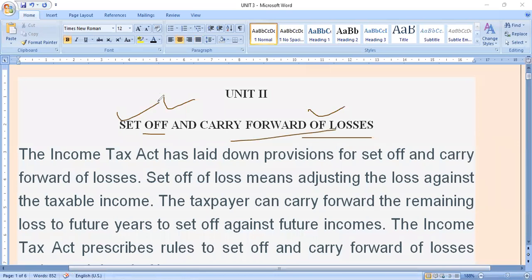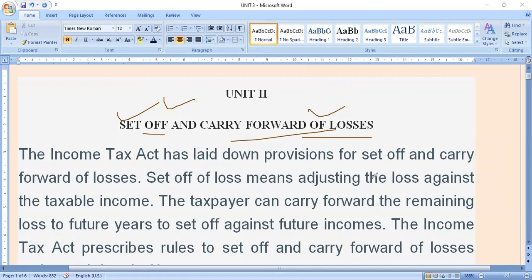Do you have any idea of set off of losses? What do you mean by it? Nagajyoti is there. Subramanyam is there. Nagajyoti? No, sir. Okay. Subramanyam, any idea?